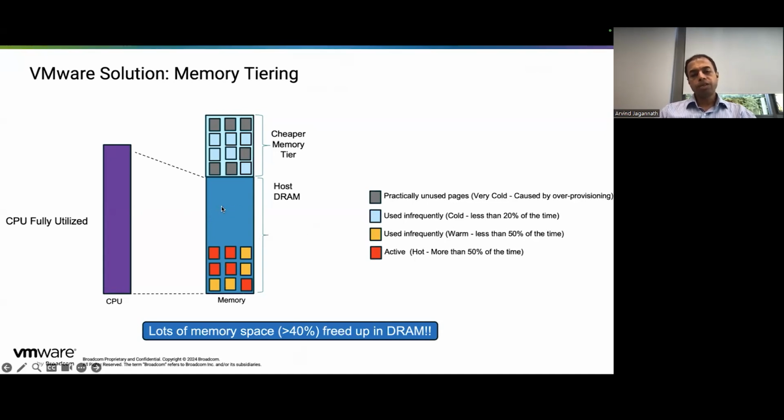And so we make sure that there is enough host DRAM so that a lot more of the CPU can be utilized. And thus we can reach a point where more of the host's resources can be used better.